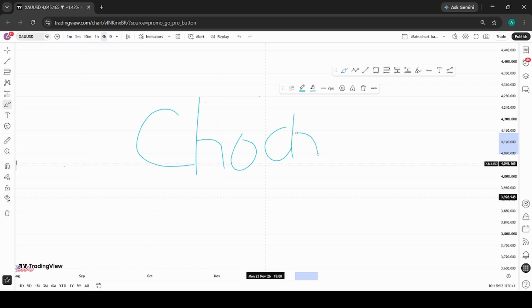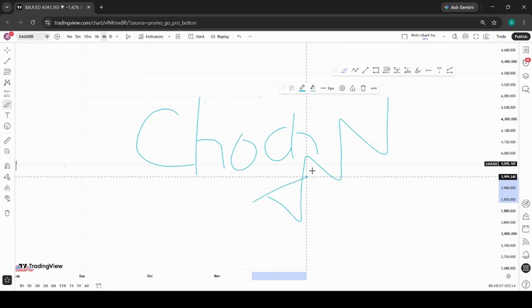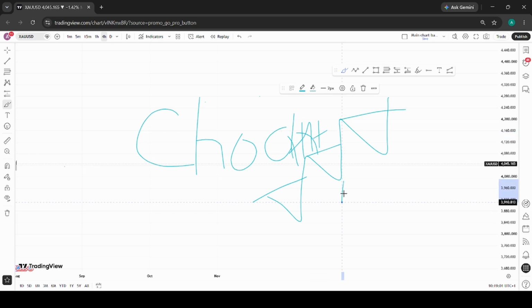So I said it's whenever price is giving you something like this, where we are doing higher highs and higher lows, and then all of a sudden, price breaks past this higher low here with a body. So this is what we can call change of character.